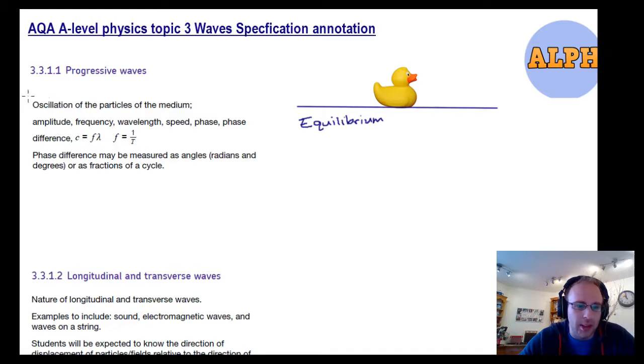So let's talk about waves. The first point in the specification says oscillation of the particles of the medium. So that's what a wave is. So a progressive wave is a wave that moves.